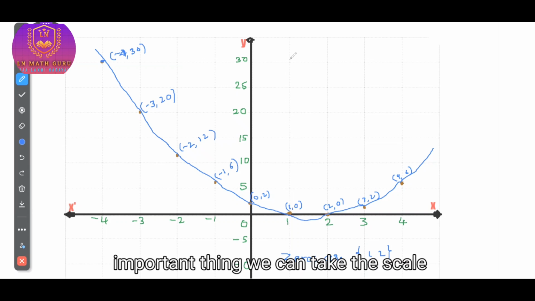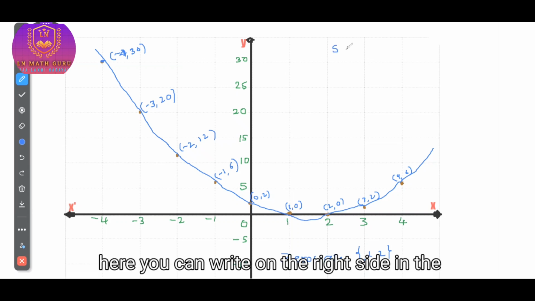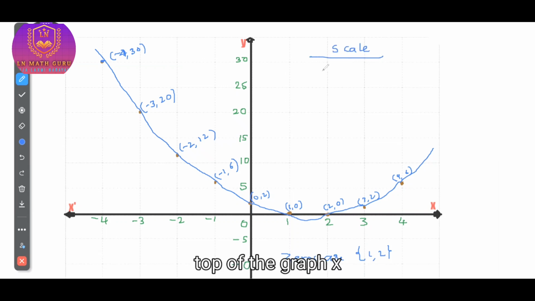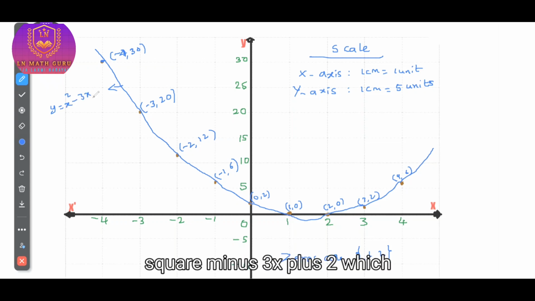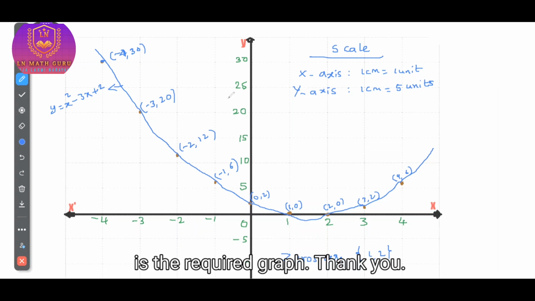Now the most important thing, we should write the scale here. You can write on the right side at the top of the graph: on the x-axis, 1 centimeter will be 1 unit, and on the y-axis, 1 centimeter equals 5 units. And we can name the graph as y equal to x square minus 3x plus 2, which is the required graph. Thank you.